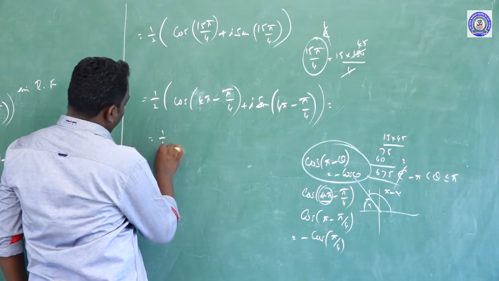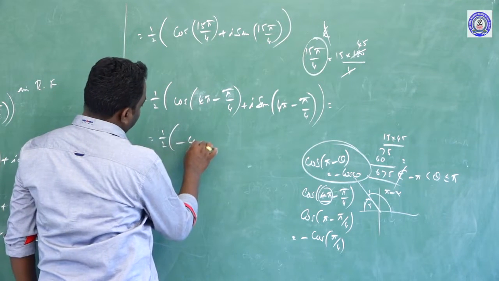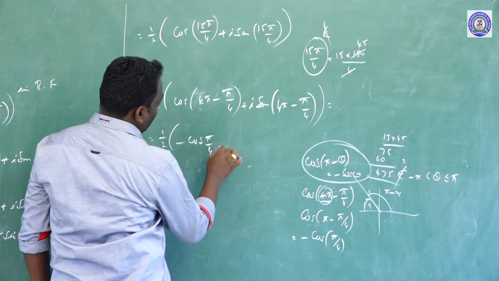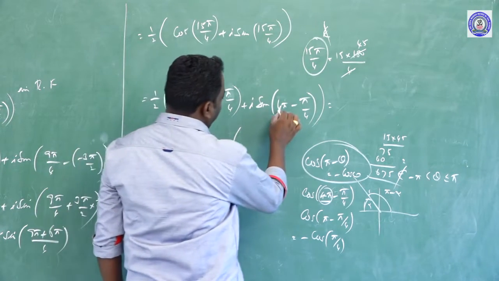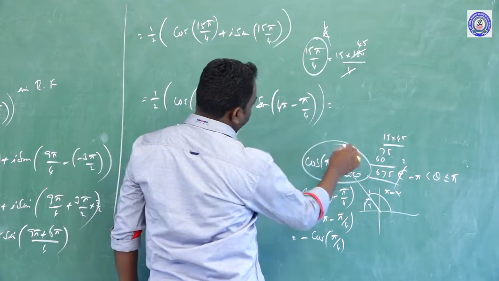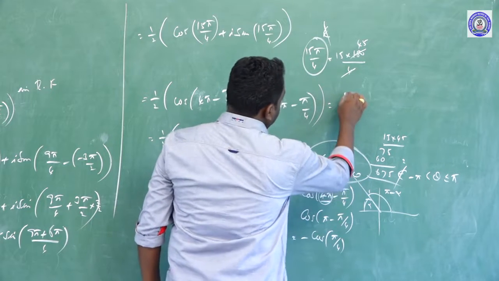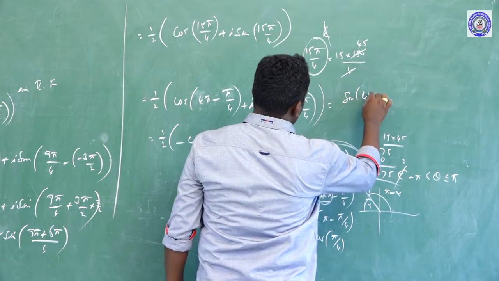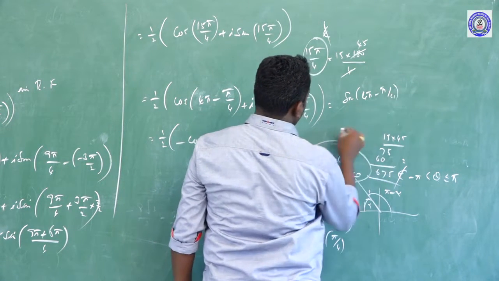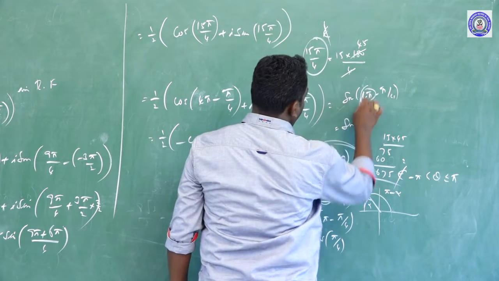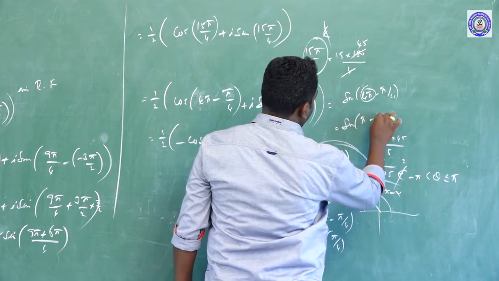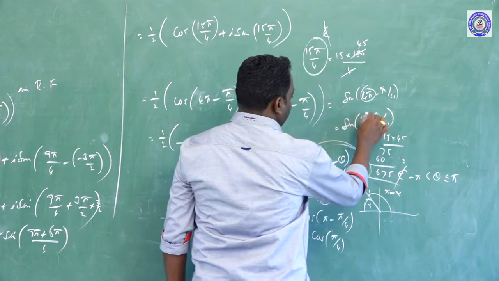That is equal to 1 by 2 into this term, minus cos pi by 4. Then plus i into, applying the same argument, sin. Therefore sin of 4 pi minus pi by 4 is equal to the supplementary angle, which becomes the same, pi minus pi by 4. So supplementary pi.